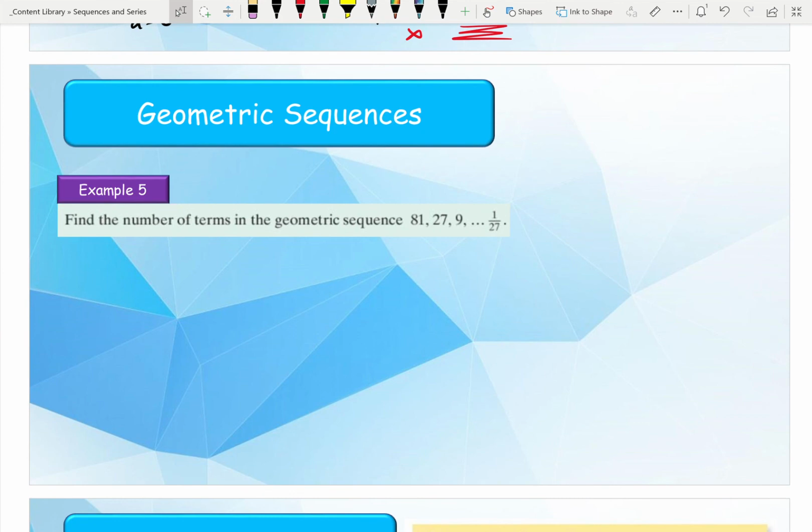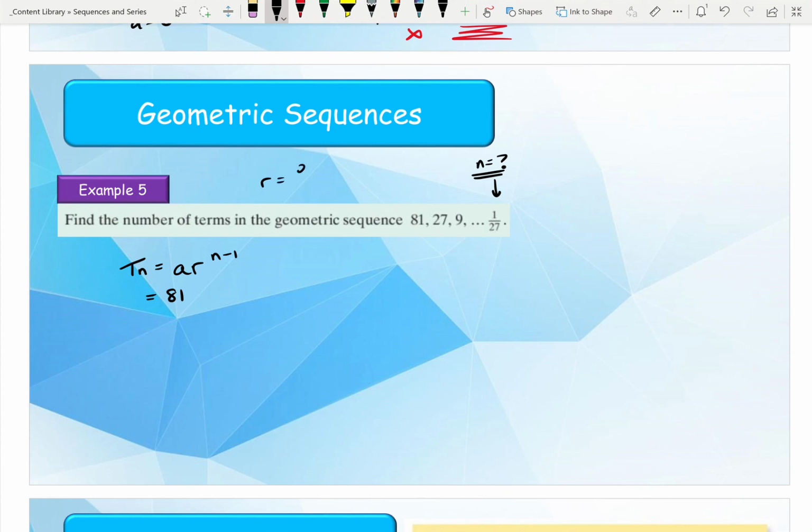So the last one here, example 5, says find the number of terms in a geometric sequence that starts on 81, 27, 9 and goes up to 1 over 27. So this one is going to be important, okay? Because again, it's asking me how many terms, so it's asking me really what is n. It's told me it's geometric, so I know that Tn is equal to a r to the power of n minus 1. I can see that my a is going to be 81 because it's my first term.